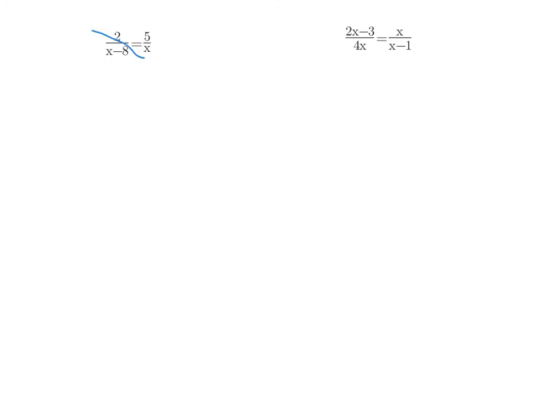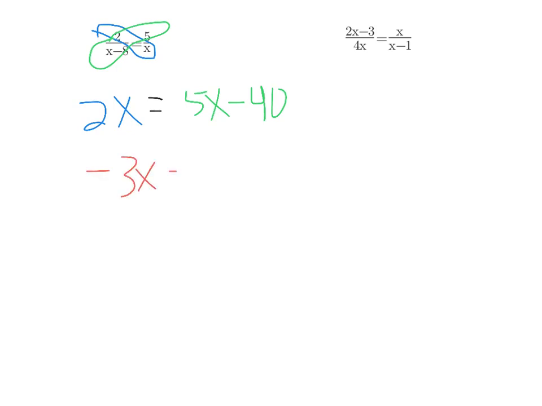So I can just take my 2 and x and multiply them to get 2x, and my 5 and x minus 8 and multiply them to get 5x minus 40. Now I said my cross products were equal, so I can set 2x equal to 5x minus 40 and solve. To solve this equation, I would first subtract 5x from both sides and get negative 3x equals negative 40. To solve now, I would just divide both sides of my equation by negative 3 and get x equals 40 over 3.